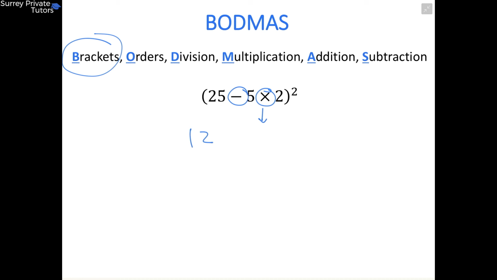So we're going to do this. So 25 and the minus stay the same. And we just do the 5 multiplied by 2, which is 10. And then you still have the closed bracket and the square. Now we need to finish off what's inside the brackets, and all we've got is subtraction. So we do 25 minus 10, and that gives us 15. And now everything within the bracket has been done. So we are just left with 15 squared, and we do 15 squared to get the answer, which is 15 times 15, which is 225.